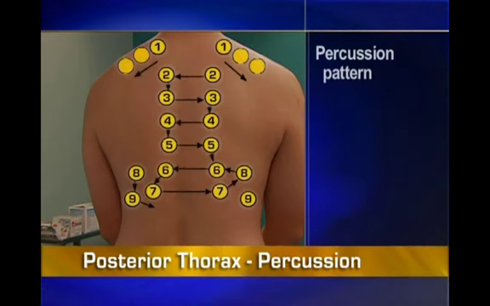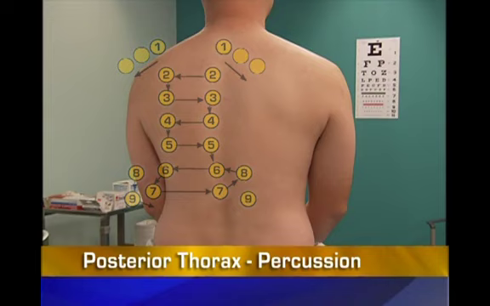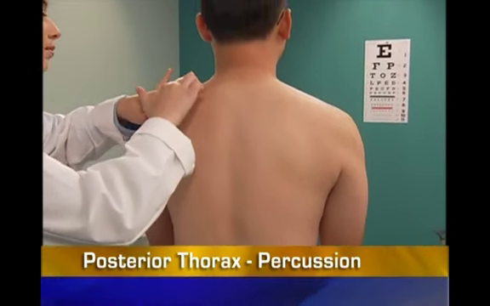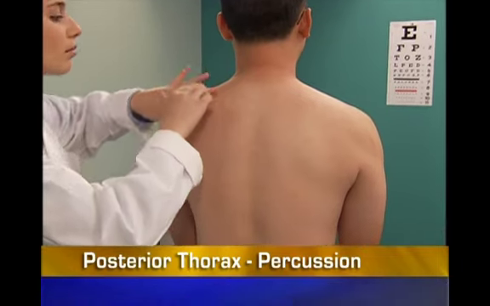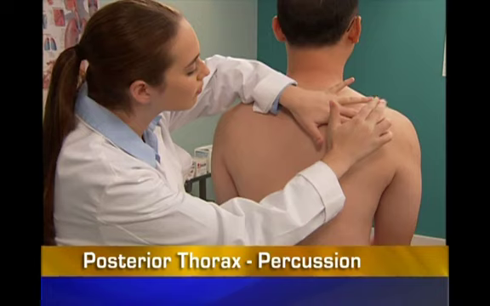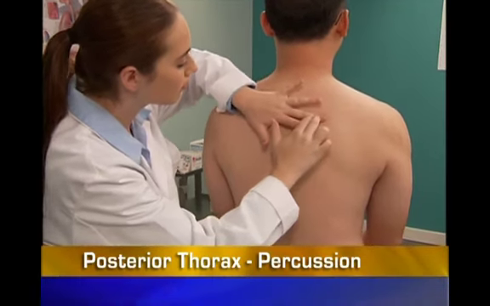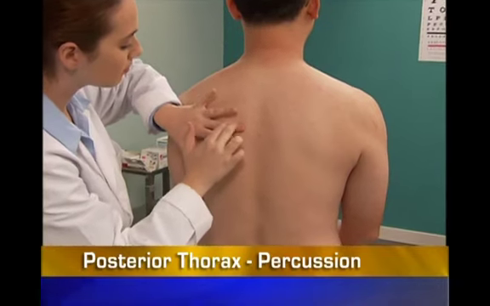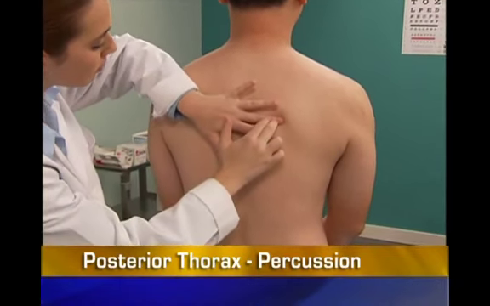To percuss the posterior thorax, follow this pattern systematically. Start at the apices and percuss across the tops of both shoulders. Then percuss in the interspaces, moving from side to side and down. In each area, note the intensity, pitch, and duration of the percussion notes. They should match side to side.